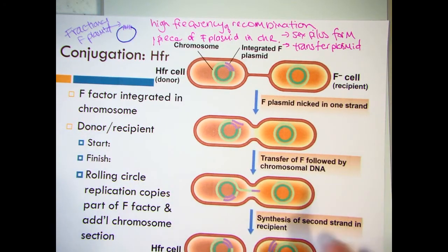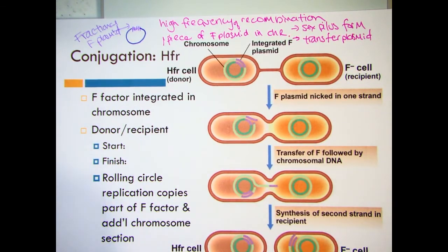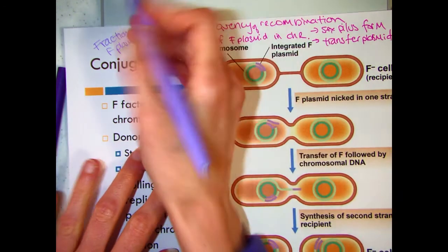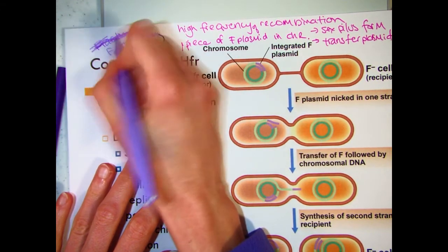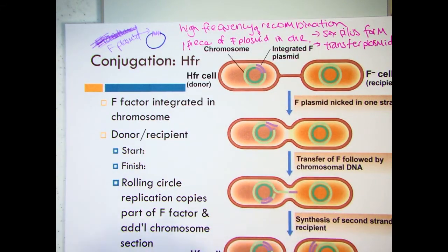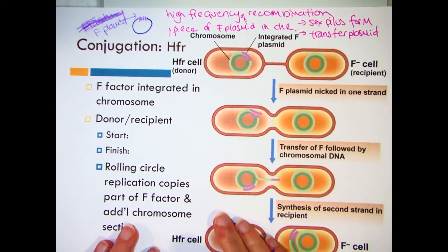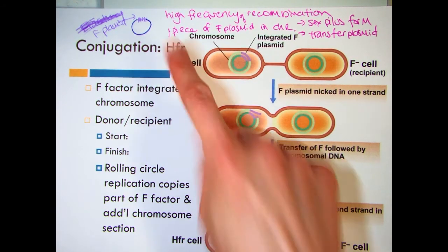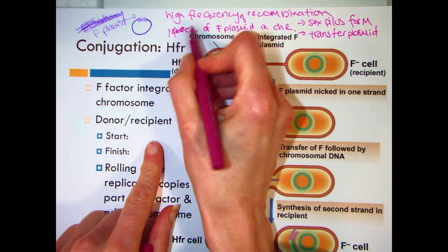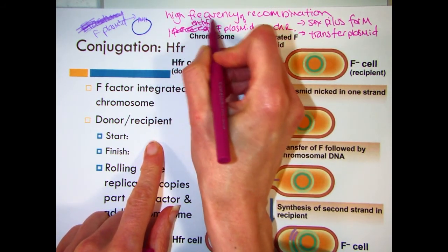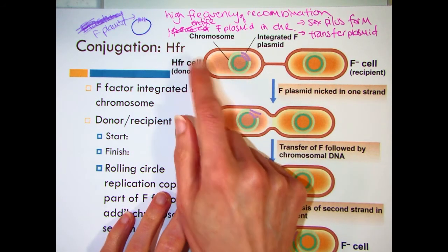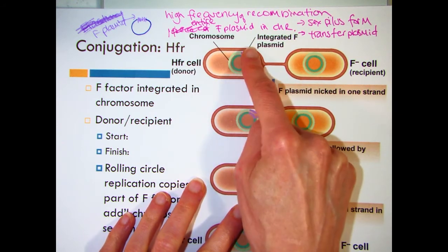And so here we've got, oh, Snuffleupagus. This is totally wrong. All right. This is not a fractional F plasmid. This is a complete F plasmid. That's why it has that. Okay, so the HFR cell has an entire F plasmid in the chromosome. Okay, now we're squared away. Sorry about that. So the HFR cell has an entire F plasmid in the chromosome.